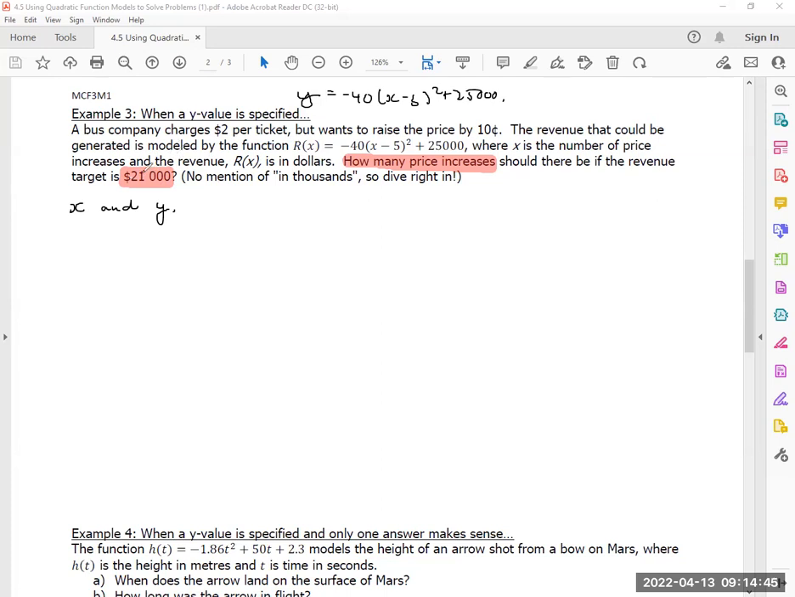You basically have a 50-50 chance. Do they want x and they gave me a y, or did they give me x and they're asking for the y? Another 15 seconds.